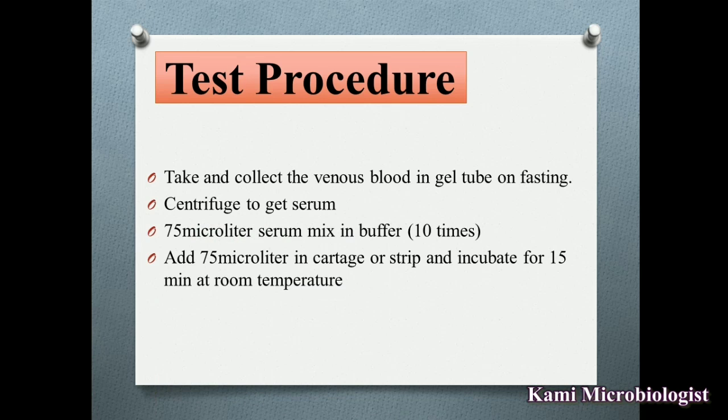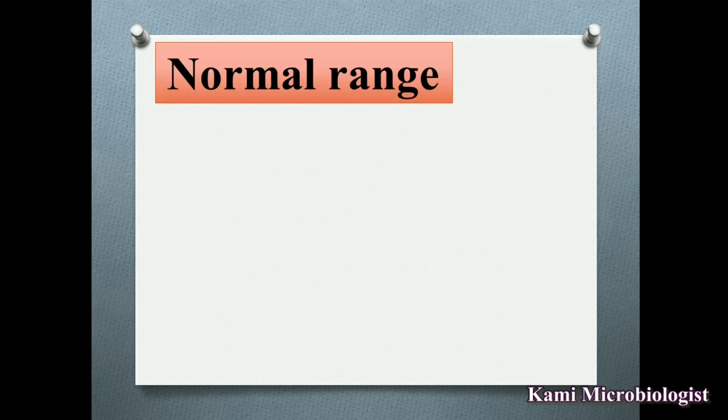After that, what will you do? You take 75 microliter, and then you will add it into the strip and incubate it at room temperature for 15 minutes. Now after that, you will read the strip in the Find Care using the quick or standard method. Let's see the normal range. The normal range is 28 to 86 microgram per deciliter or 15 to 60 microgram per deciliter.